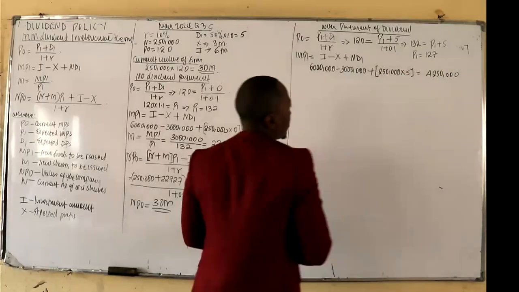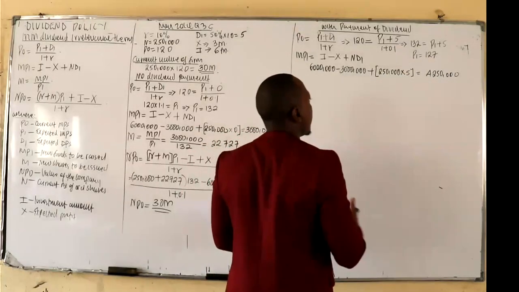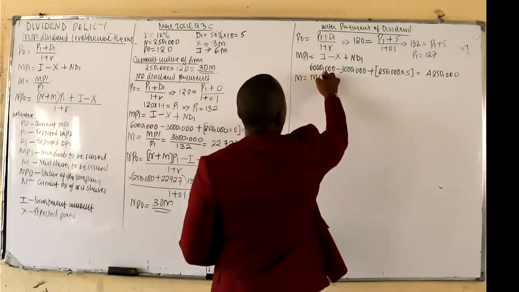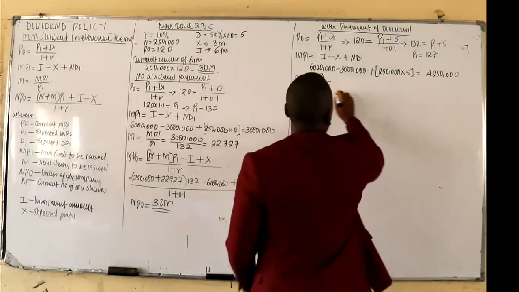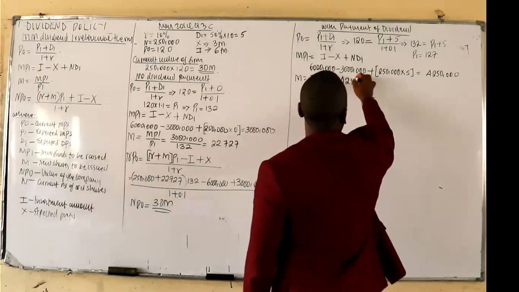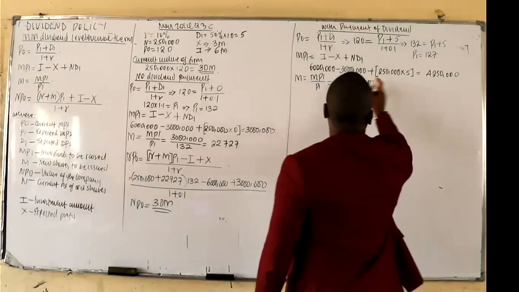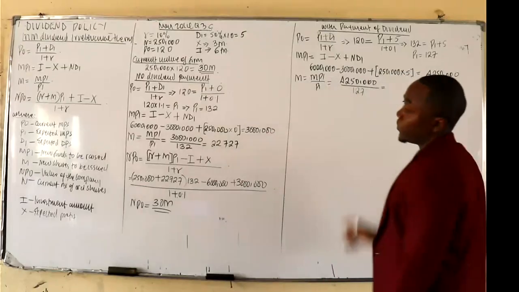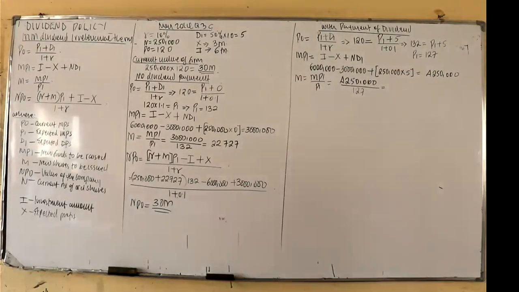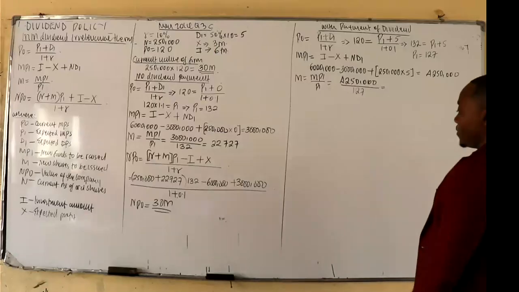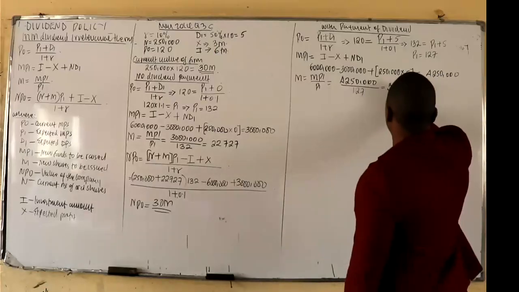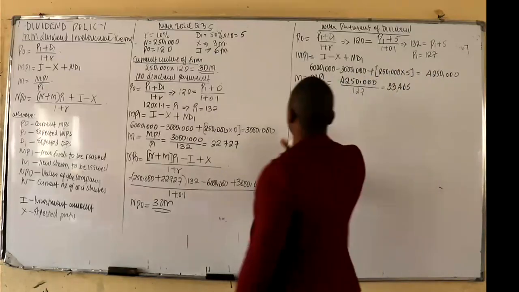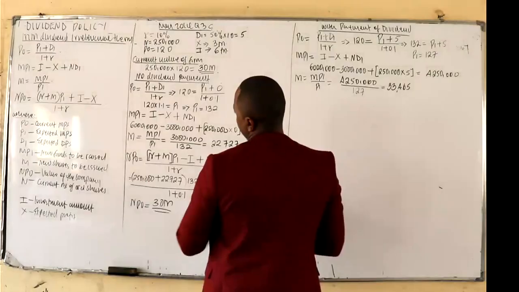So if that's the amount we need to raise, how many new shares? Because we have to raise using the new shares. So to get M, M is MP1 over P1, which we have is 4.25 million. Then you divide by the expected market price per share, which is 127. 33,465. Good. So now with that, we can determine the value of the company.